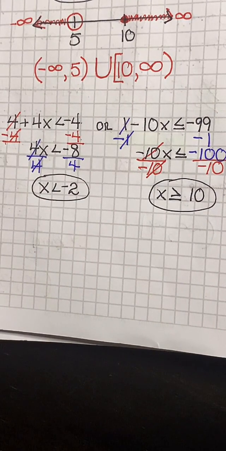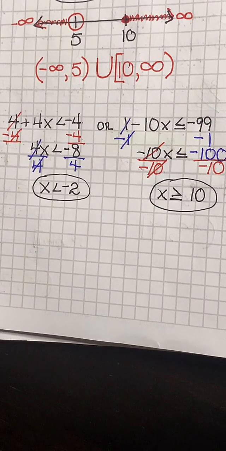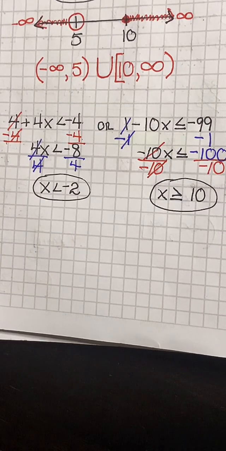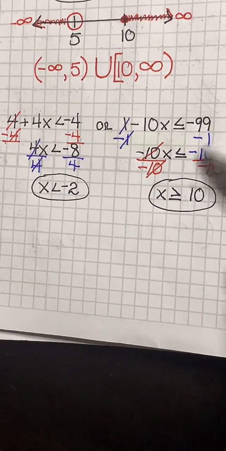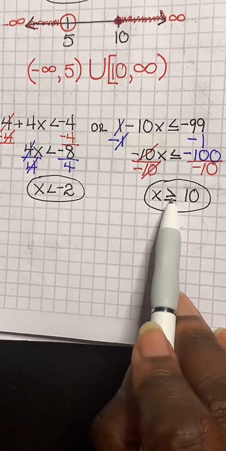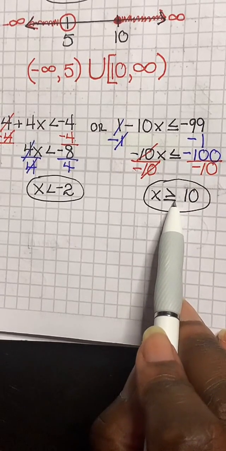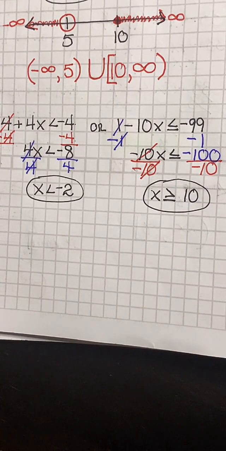If you didn't get it, do you see where your error came from? The greater than 10, yes. Because we had to flip it. Anytime we divide by a negative number, we change the direction of the inequality symbol.